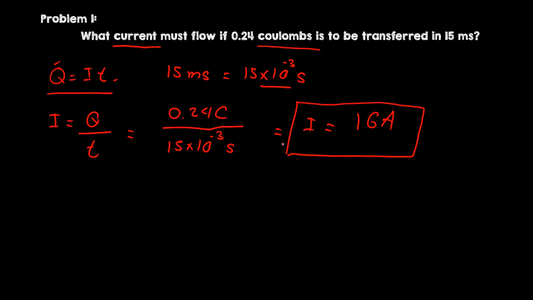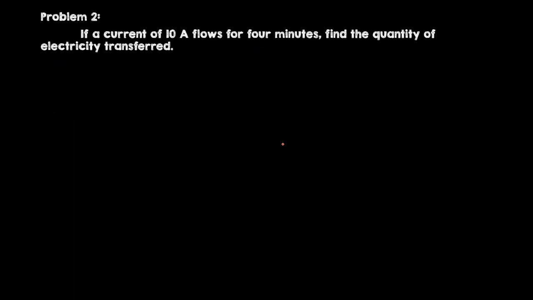Next. So, sabi ko nga, review lang to. Kaya, pakibalikan na lang yung lesson 1 if ever na hindi pa nag-gets itong Q is equals to IT na to. Let's proceed sa ating problem number 2. If a current of 10 amperes flows for 4 minutes, find the quantity of electricity transferred. So, we are looking for the quantity of electricity transferred. Then, we are looking for the Q. Again, our formula for Q is equals to I times T.